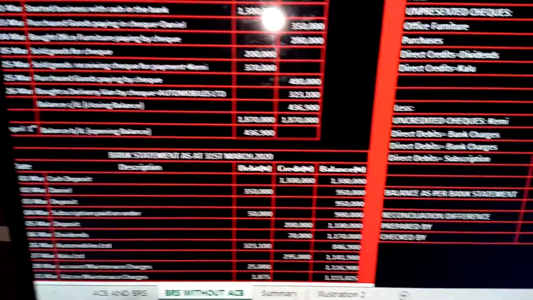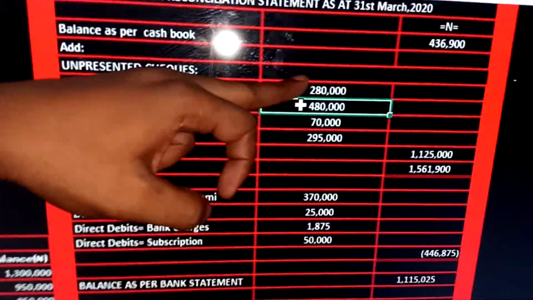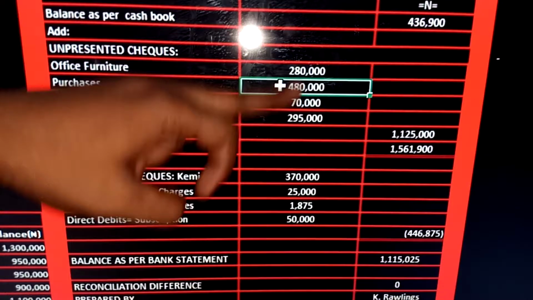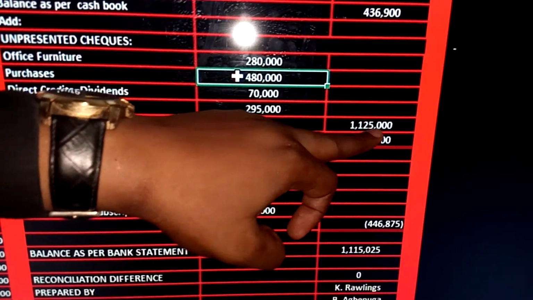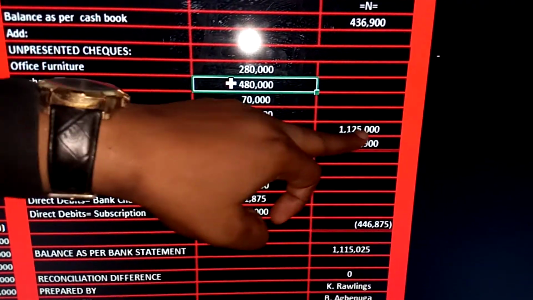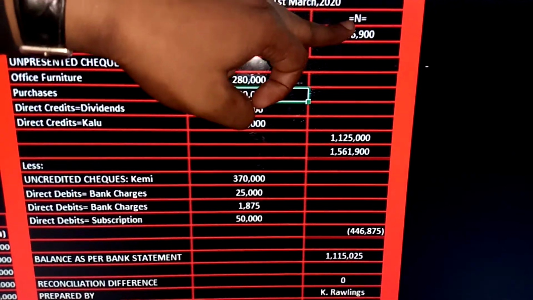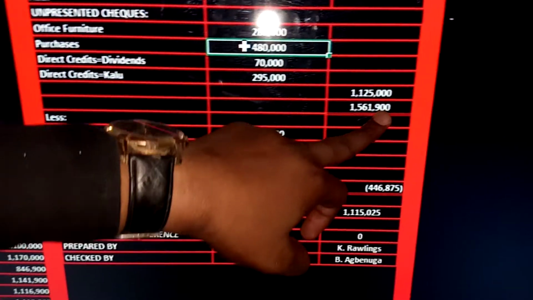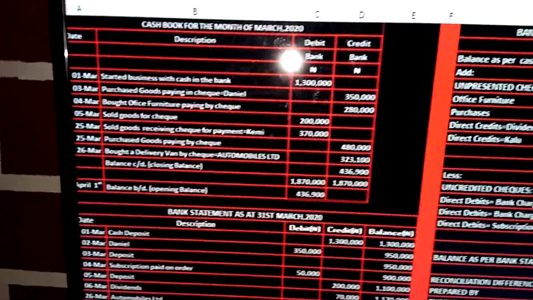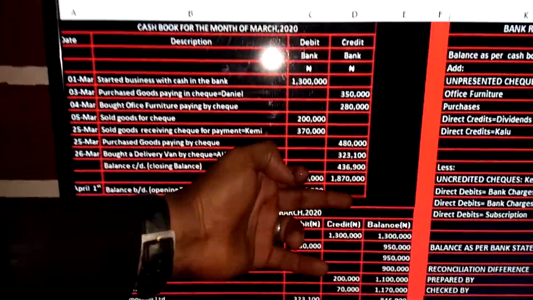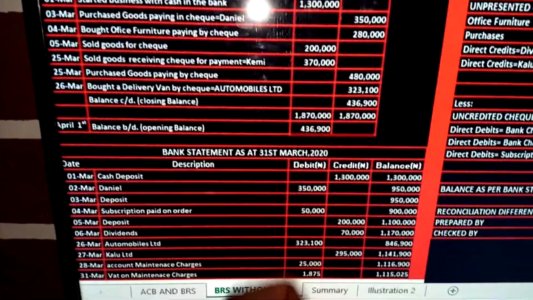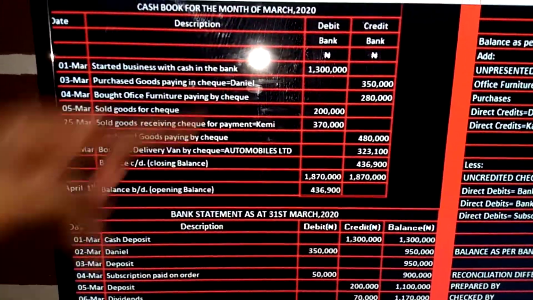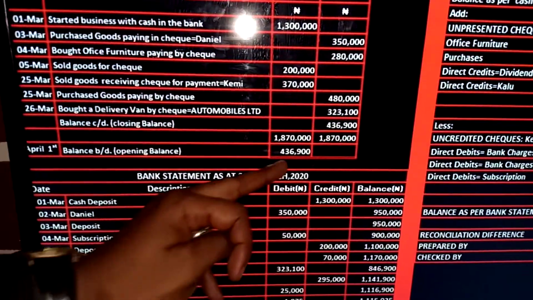So now we have these four items: 280, 480, 70, 295. When you add it together, you have 1,125,000. So when you add 1,125,000 with 436,900, you have 156,900. So we have done credit of the cash book and credit of the bank statement. So let's do debit of the cash book and debit of the bank statement.